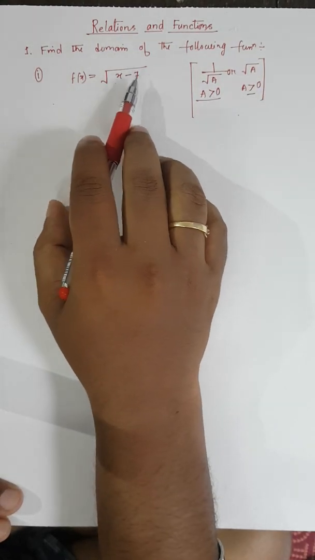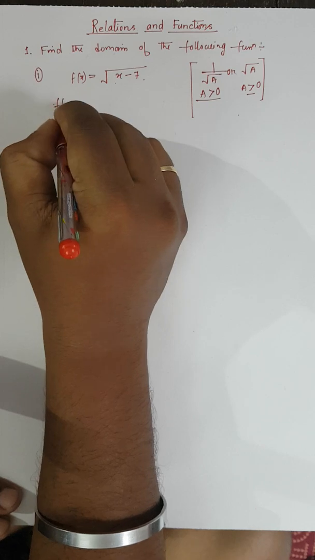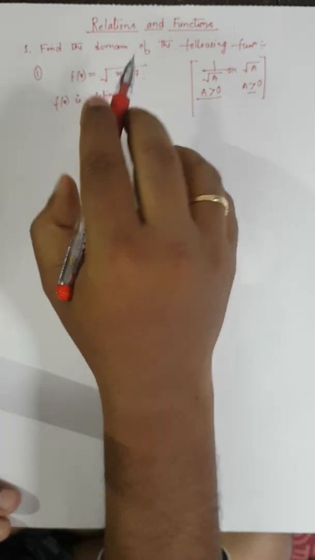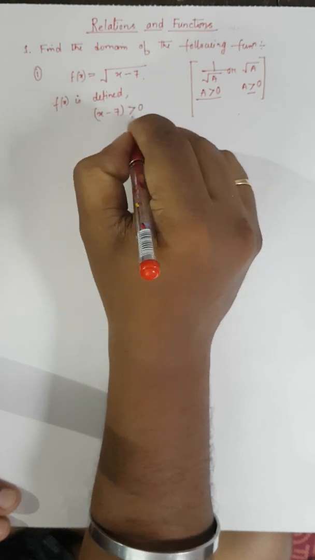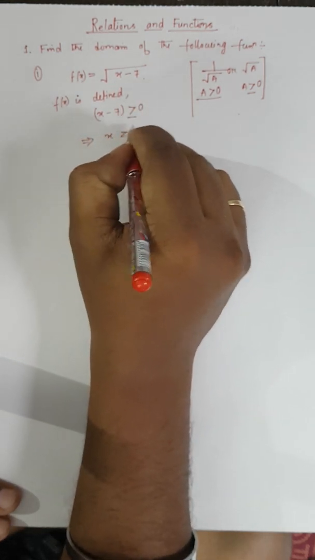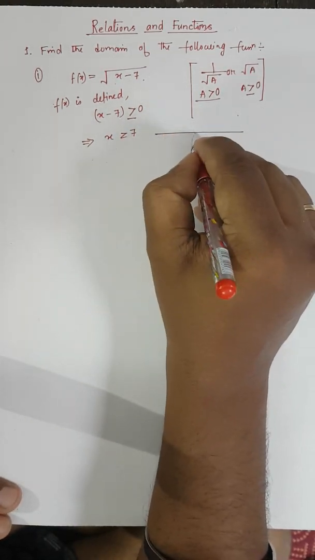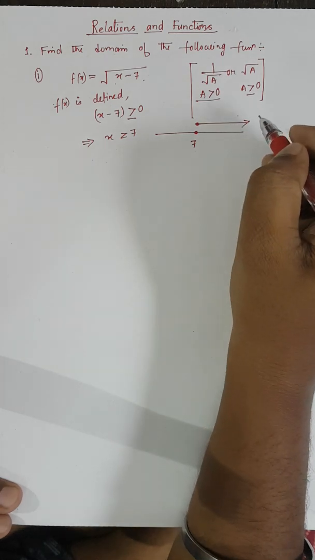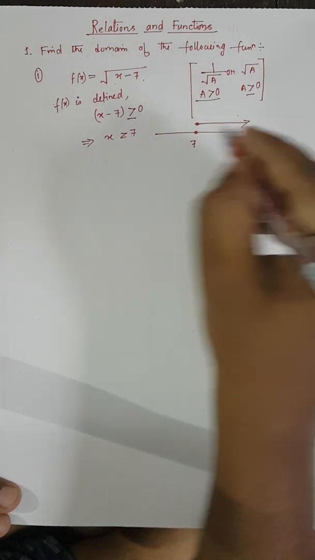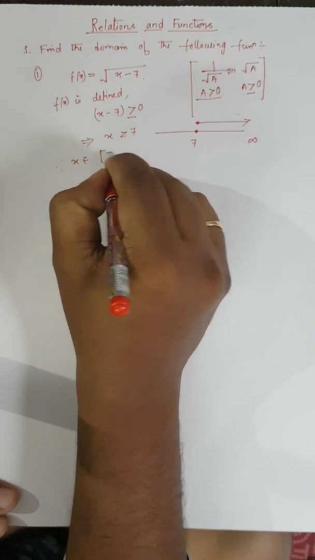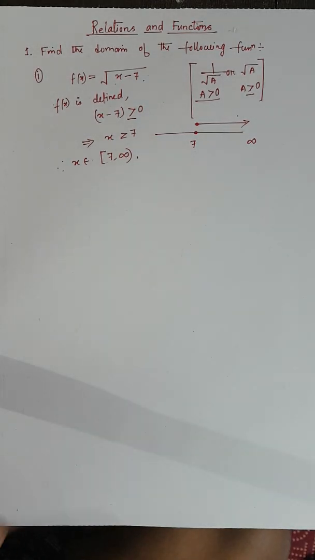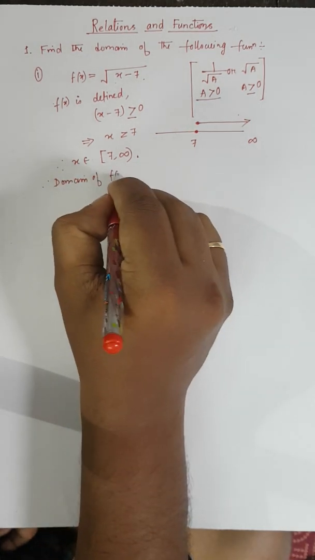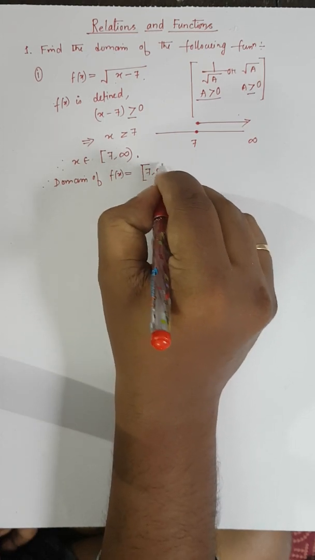Now x minus 7 is under the square root, so you can write f of x is defined only when x minus 7, the number inside the square root, is positive or equal to 0. Therefore x is greater than or equal to 7. On the number line I can represent this like this. This is your x equal to 7. The value of x will be greater than or equal to 7 towards the right side. This is infinity. So you can write x belongs to 7 to infinity. This is the domain of this function. Therefore, domain of f of x is equal to 7 to infinity.